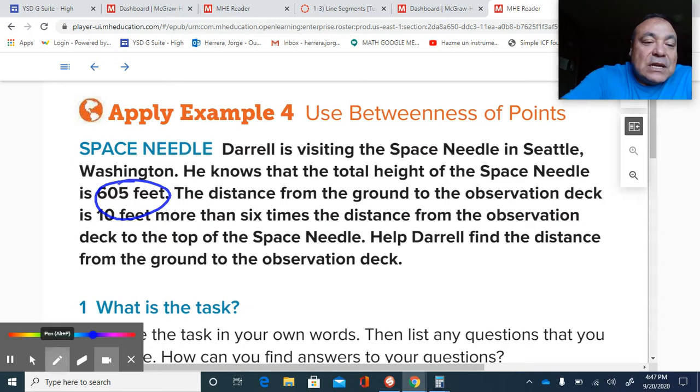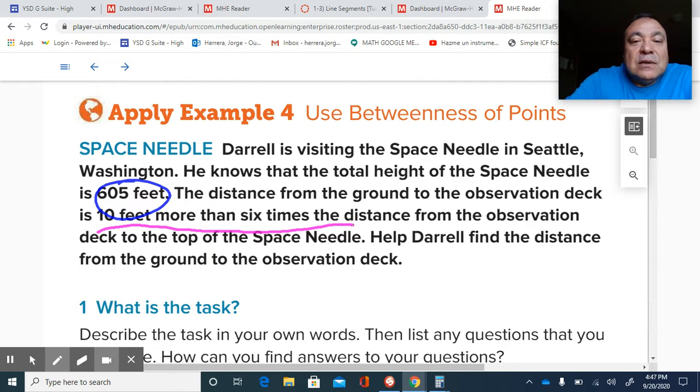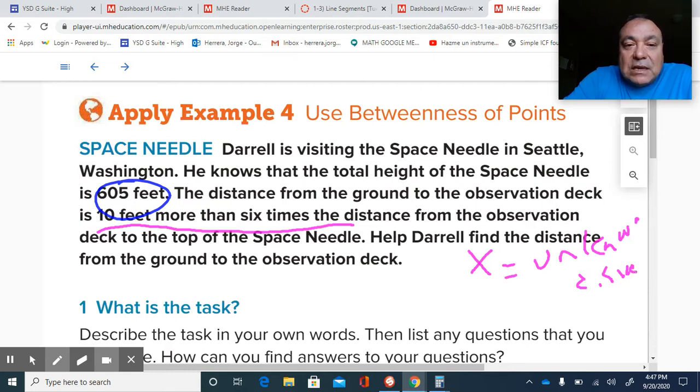So that seems to be a little bit challenging, guys, because it's something that we need to really consider. Okay. So the unknown, guys, we're going to allow x to equal the unknown distance. So we need to help Daryl find the distance from the ground to the observation deck with that information. That means we do not know the distance from the observation deck to the antenna, so that is something that we need to consider.